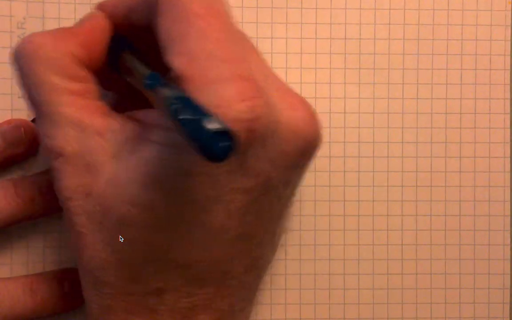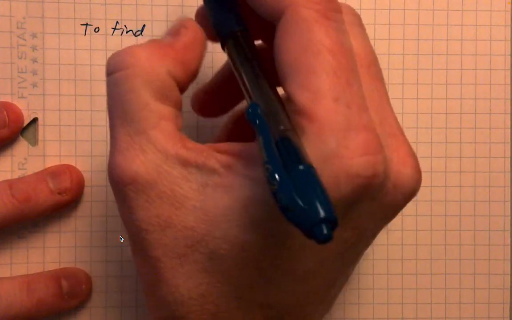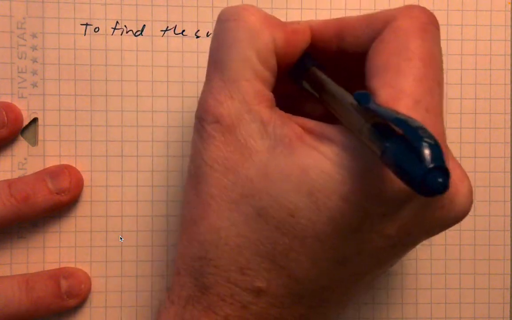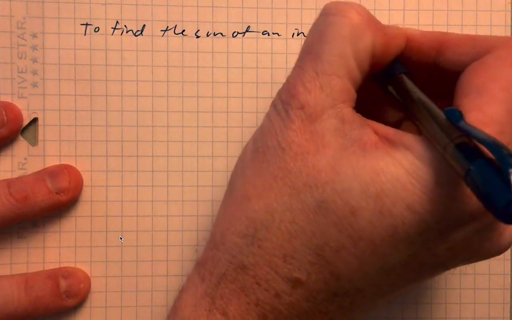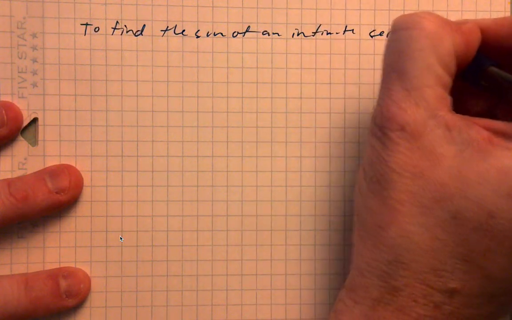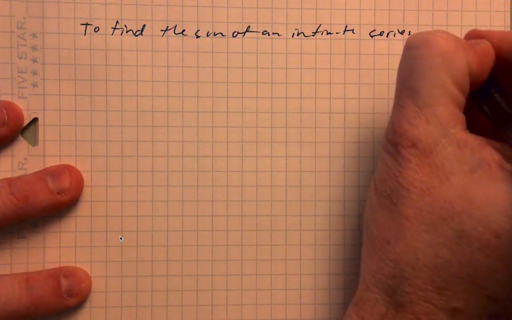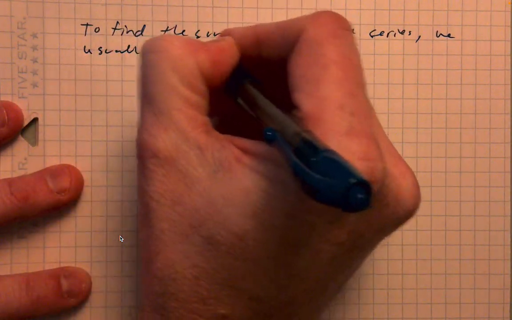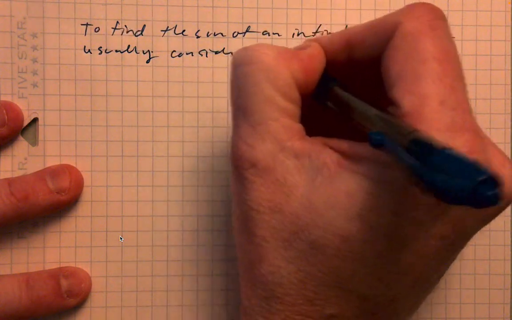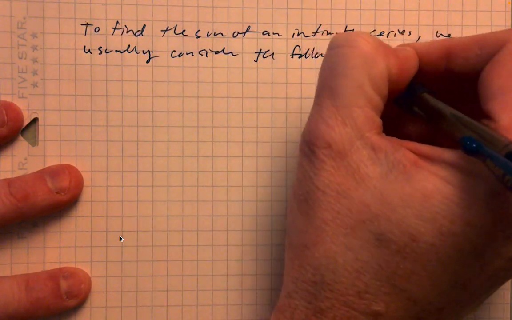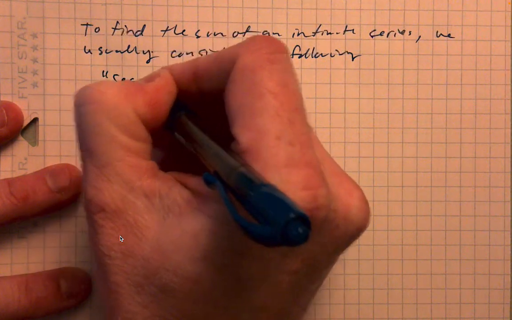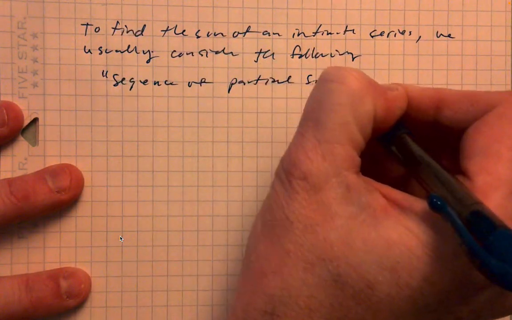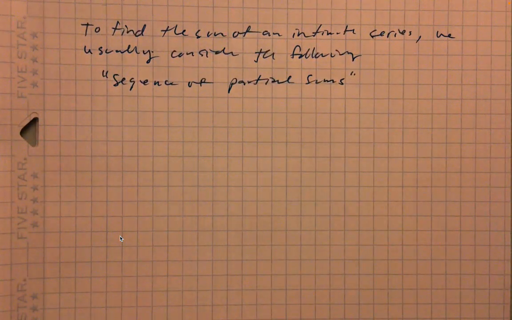So to find the sum of an infinite series, we usually consider the following sequence of partial sums. This is a rather ingenious way to go about this.